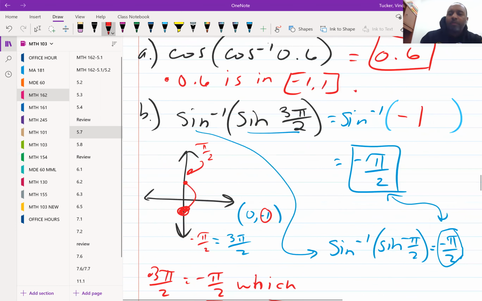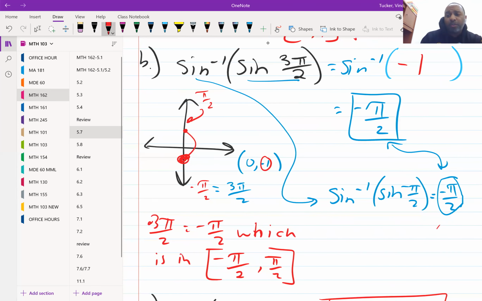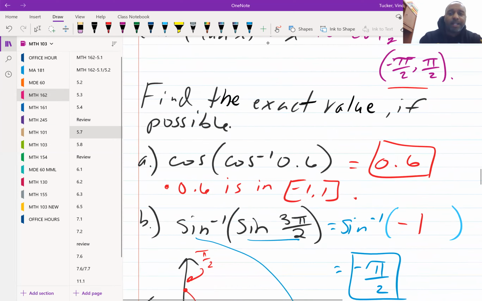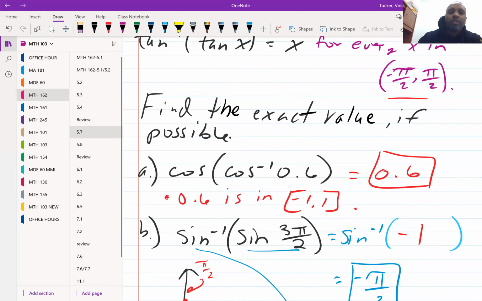Now this one, you have to be careful, because unless you know the decimal value of negative pi over 2, it will give you a run-on decimal. And remember, they want the exact answer, exact value.